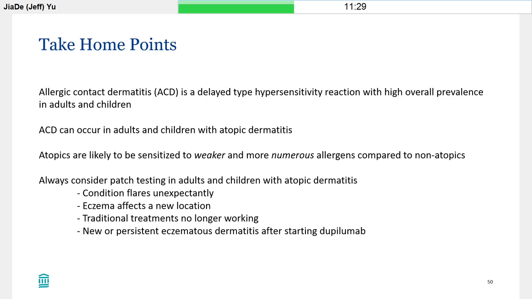Conditions can flare unexpectedly, eczema affecting a new location, traditional treatments no longer working, or new or persistent atopic dermatitis or eczematous dermatitis after starting dupilumab, especially on the head and neck, are all reasons why patients should be patch tested, especially if any of those hold true.